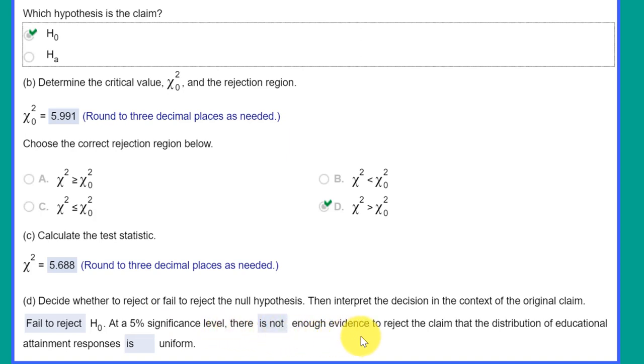There's not enough evidence to reject the claim. Remember, the null was the claim. So you need to remember that when you look at your conclusion. So there's not enough evidence to reject the claim that the distribution of educational attainment responses is uniform.